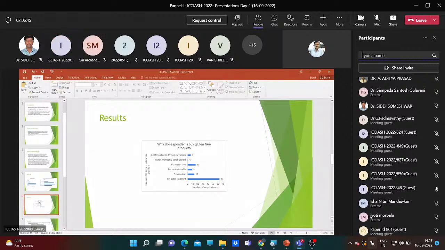Okay, now let's see why the respondents buy gluten-free products. What was the basic reason behind buying these gluten-free products? The basic reason was celiac disease. Some had family members who were celiac, or some were gluten intolerant, or some wanted to shift to a healthier perspective, and after COVID-19, they wanted to add some healthier alternatives in their diet. So these were the reasons. And the main reason was celiac disease, that is, gluten intolerance.